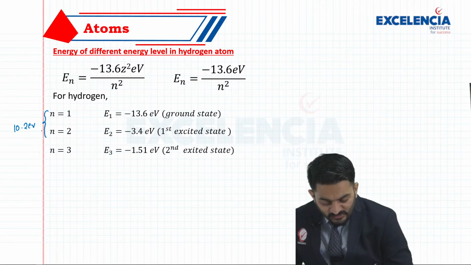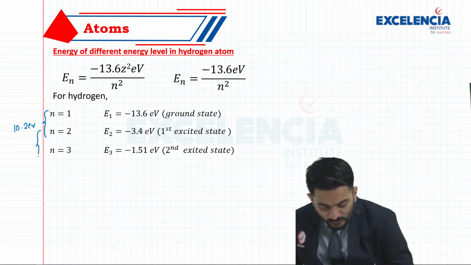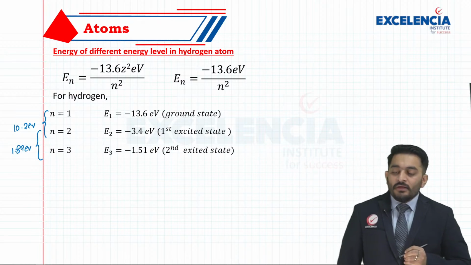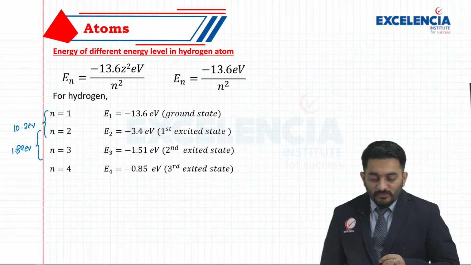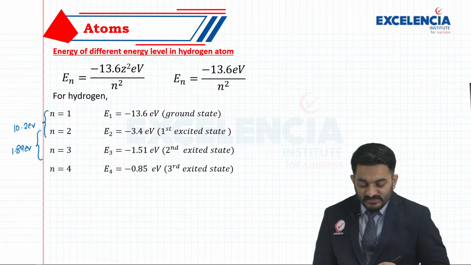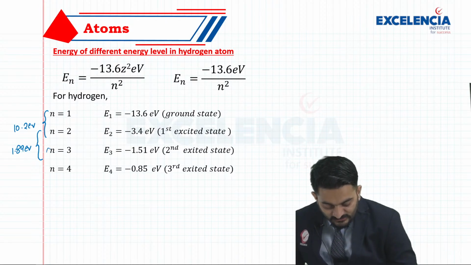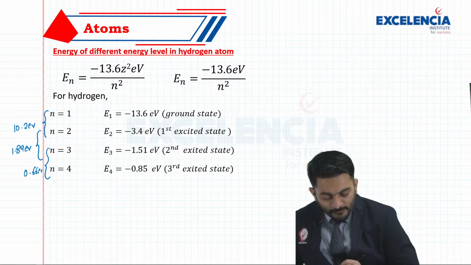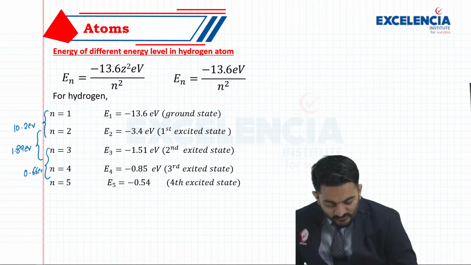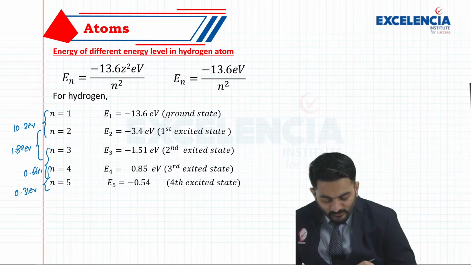And one more thing, if you take the difference of 2 and 3, you will get 1.89 electron volt. Again, if I plug in n equal to 4, it becomes 16, 13.6 divided by 16. The energy difference between 3 and 4 comes out to 0.66 electron volt. Similarly, for n equal to 5, it is minus 0.54, and the difference is 0.31 electron volt.